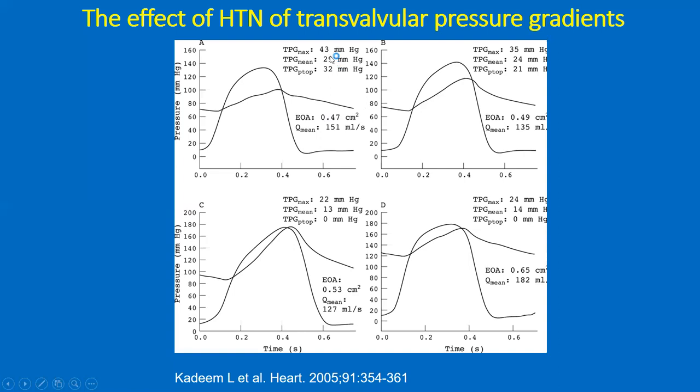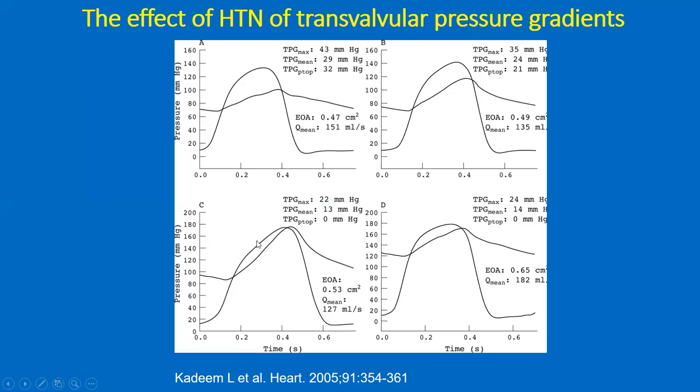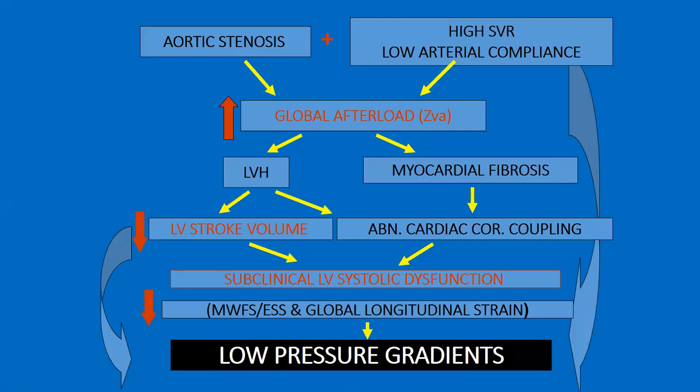The gradients almost halved from 43 to 22 when the blood pressure was increased. So this is a demonstration in the animal lab of the importance of systemic systolic blood pressure for the evaluation of transvalvular gradients in severe aortic stenosis. Now, how can one explain the low pressure gradients?